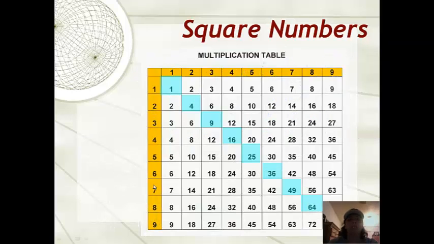We can also represent square numbers by a multiplication table. Now in class tomorrow you will have a larger multiplication table that we will work with, but for now we're going to work with this one. We can see our perfect squares all the way down the center. So let's look at 81. 9 times 9 is 81, so the square root of 81 is 9. 64: 8 times 8 is 64, so the square root of 64 is 8.